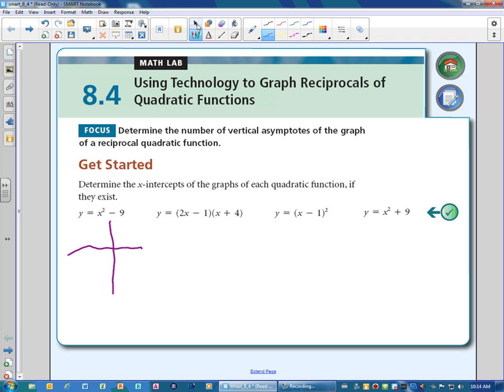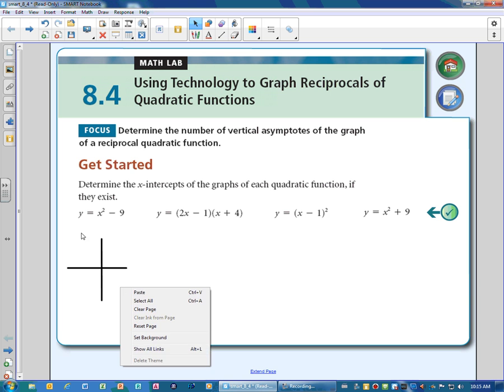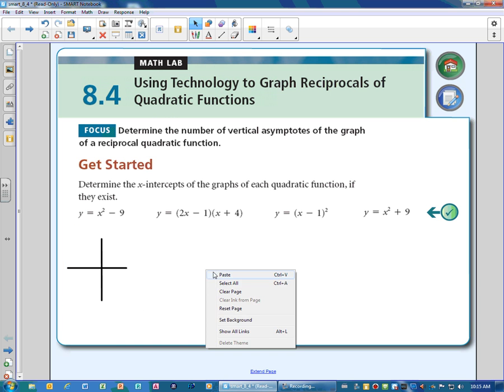Let's try that again. You know what I'm going to do? We will make life easier. Oh boy. There we go. I'll give myself little axes for each of them.